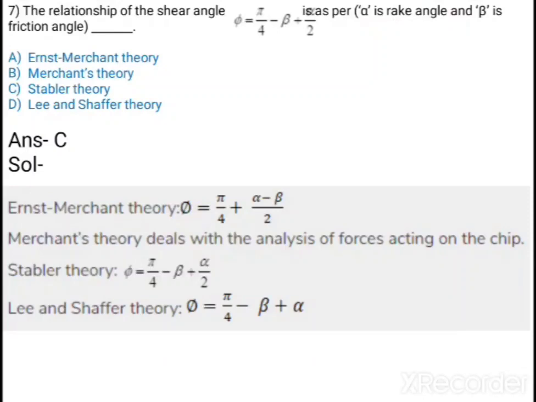Then Stabler theory is directly phi is equal to pi by 4 minus beta plus alpha by 2, and for Lee and Shaffer's theory, phi is equal to pi by 4 minus beta plus alpha. So these three relationships you have to remember, and this is directly related to Stabler theory, so option C is correct.